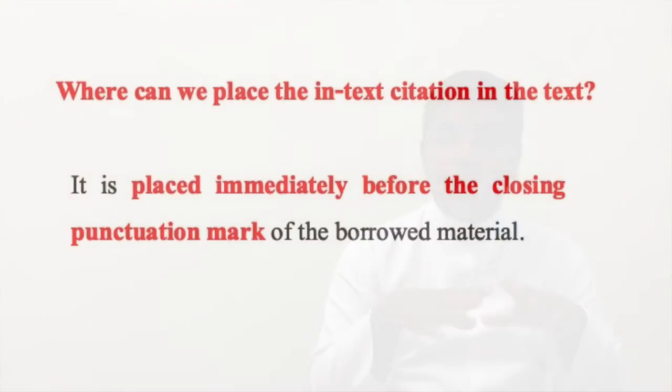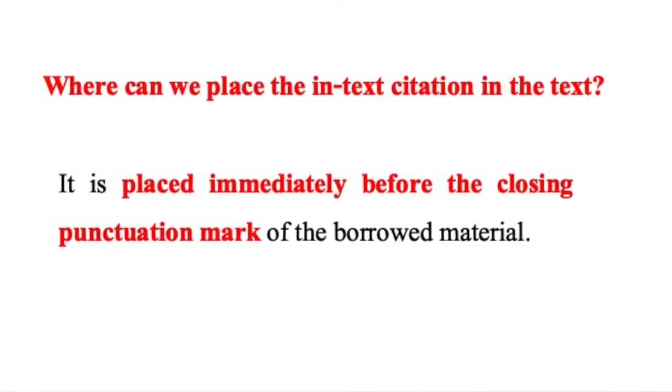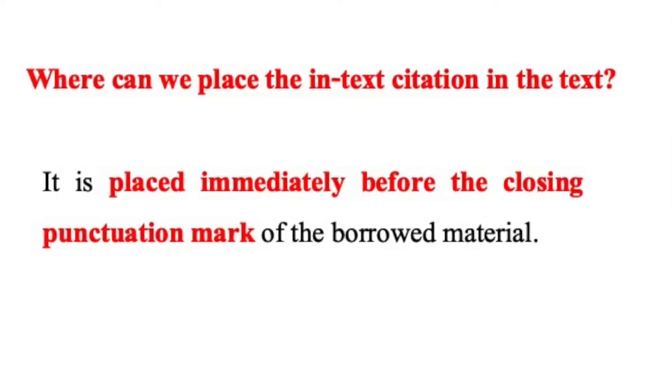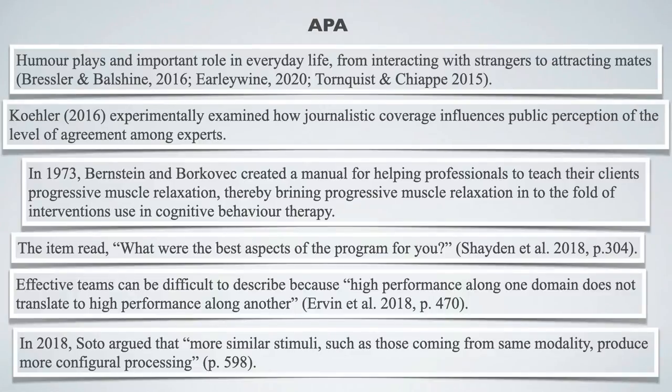Now, where can we place the in-text citation in the text? It is placed immediately before the closing punctuation mark of the borrowed material. It is evident from these examples. The second one is an example of a narrative in-text citation, and the third one is an example of a narrative citation where the year is given in the narrative itself.